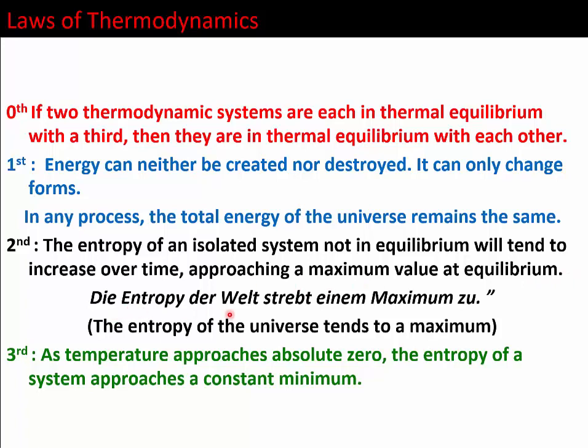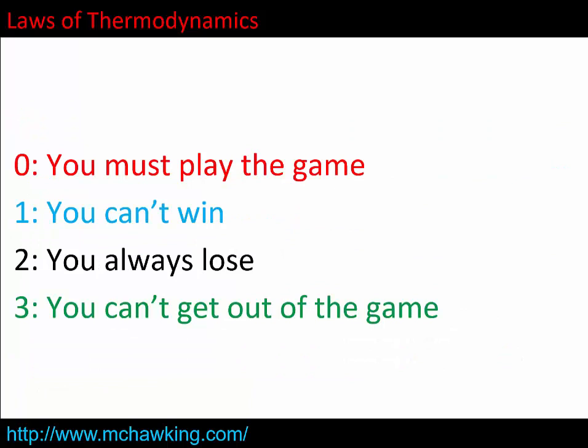Die Entropie der Welt strebt einem Maximum zu, if you wanted to do that in German. All right, things fall apart. The entropy of the universe tends to maximize. And the third law of thermodynamics says that as temperature approaches absolute 0, the entropy of a system approaches a constant minimum. We can rephrase these as: you must play the game, you cannot win, you always lose, and you can't get out of the game.